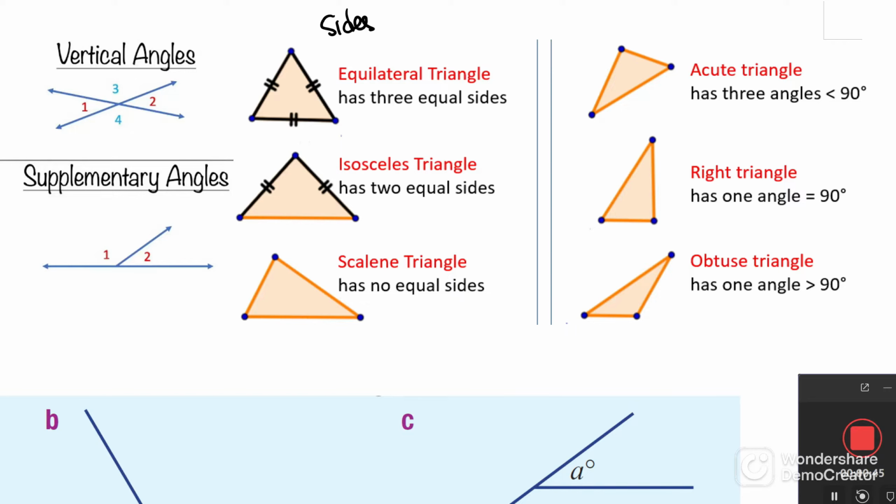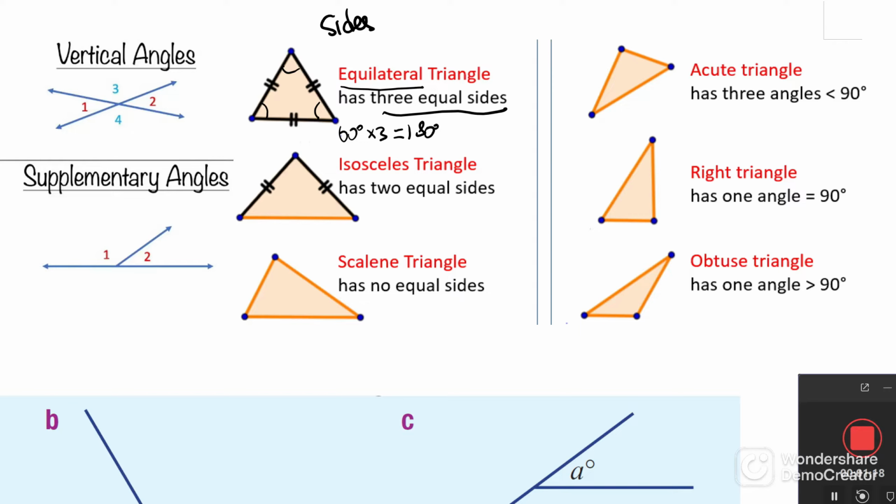For a triangle that has three equal sides, as indicated by these lines, we call it an equilateral triangle. And take note that all of these angles here are 60 degrees and they're all equal, because 60 degrees times 3 is 180. So the angle sum of a triangle is 180 degrees. That's why it's 60 degrees. Next, we have the isosceles triangle.